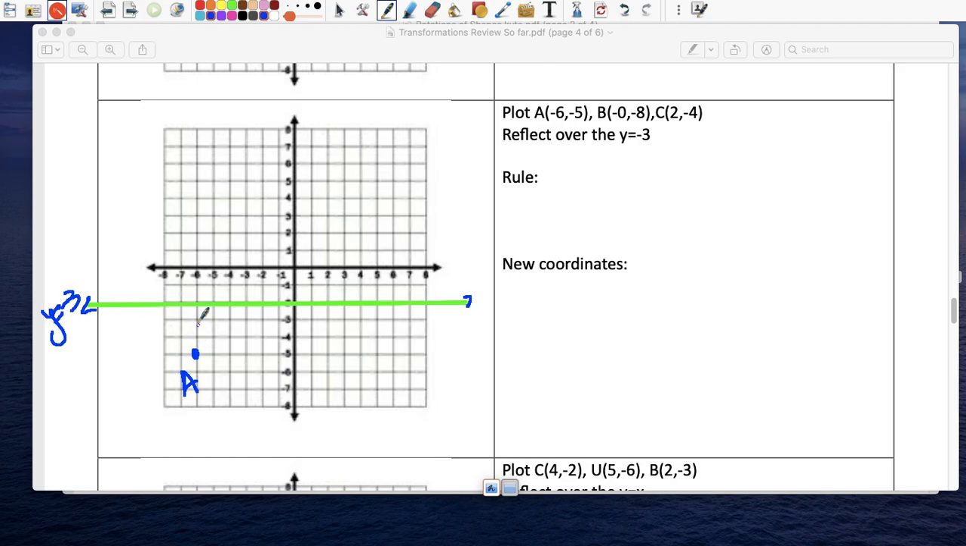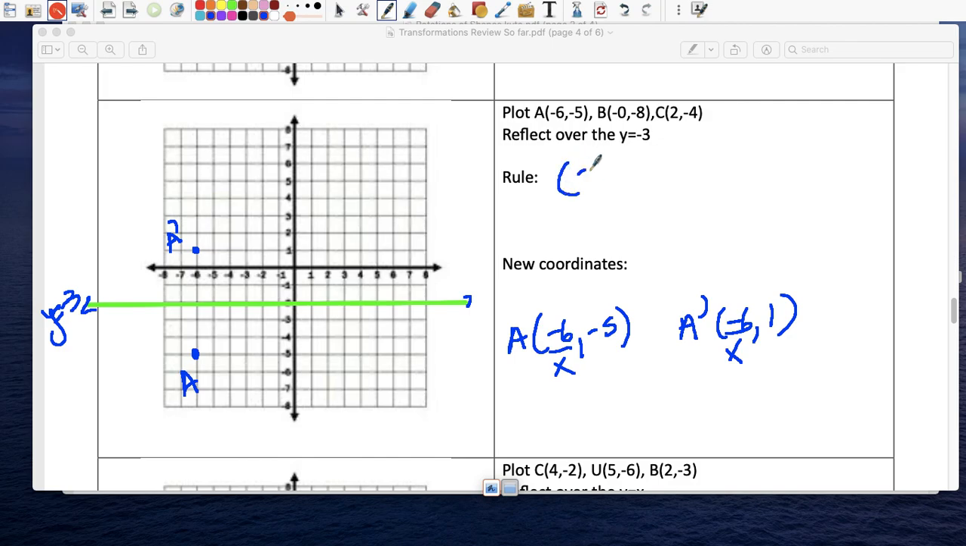Well, it's going to be 1, 2, 3 units away, so A prime is going to be 1, 2, 3 units away. So here's A prime. So now notice that A, which was -6, -5, became A prime, and A prime is -6, comma 1. The x values didn't change. Notice that this is the exact same thing, but the y values changed. So you can do this just by counting.